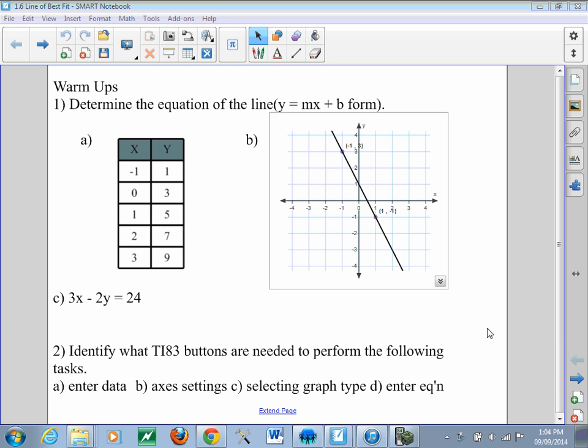Class, welcome to lesson 1.6, line of best fit. Before we get into that, ladies and gentlemen, we're going to do our warm-ups. So here's a quick refresher of last day's lesson.